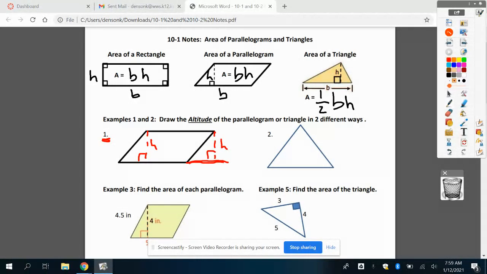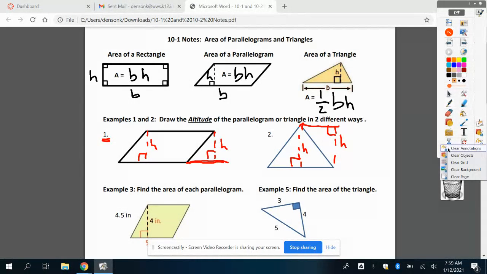Same idea with your triangle. With your triangle, it could be straight from the vertex down to your base, like so, or you might see it outside of the triangle. So you might see something kind of like this, where it extends down like that, and there's your height. The key thing that you have to understand here is the height always creates a right angle with your base. If it is not creating a right angle, then it is not your height. It's got to create that right angle. That's super important here. So that is the couple different ways you could see the height.